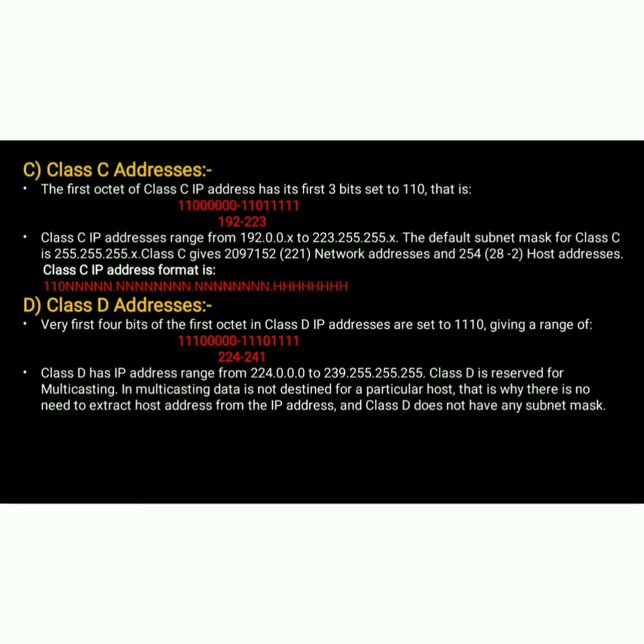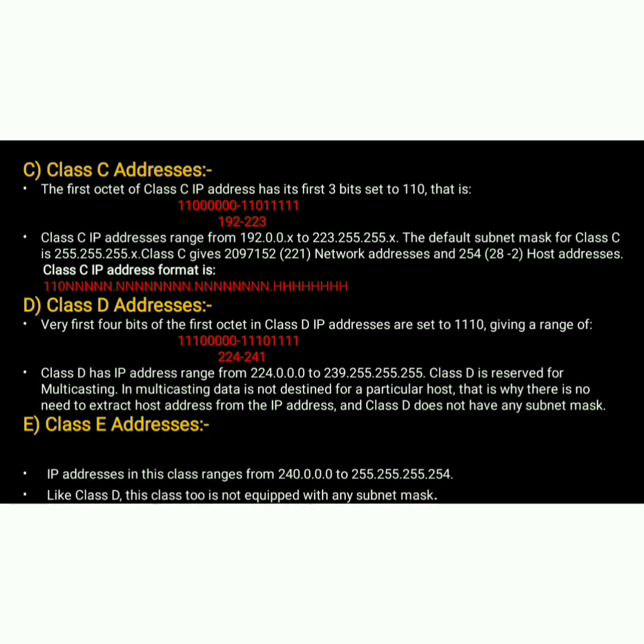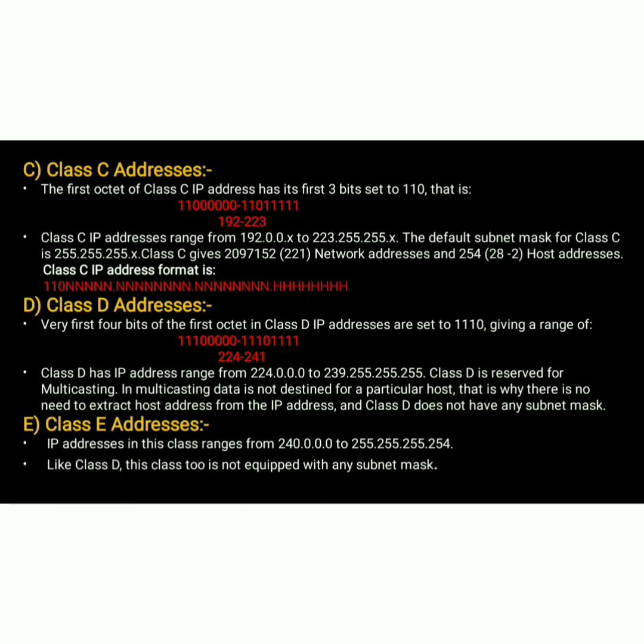Class D is reserved for multicasting. In multicasting, data is not destined for a particular host. That is why there is no need to extract host addresses from IP addresses, and Class D does not have any subnet mask. Now last, the Class E addresses. IP addresses in this class range from 240 to 255. Like Class D, this class is not occupied with a subnet mask.